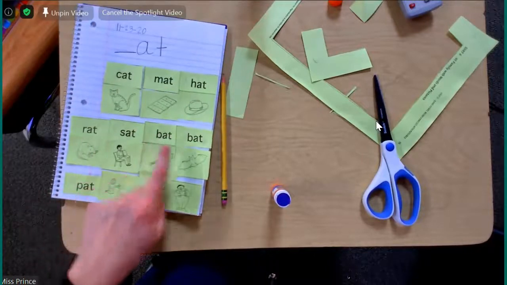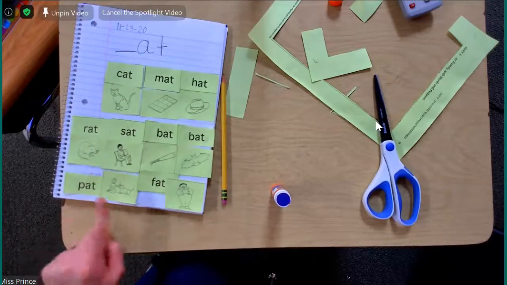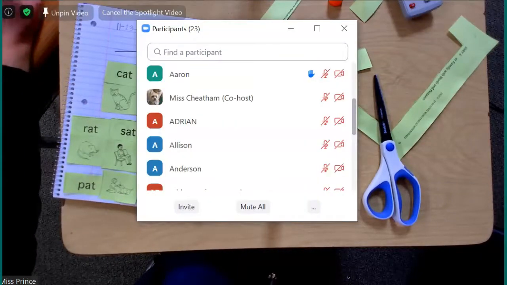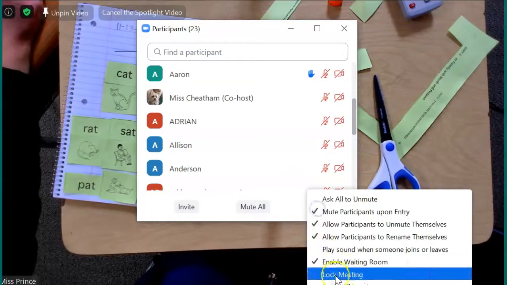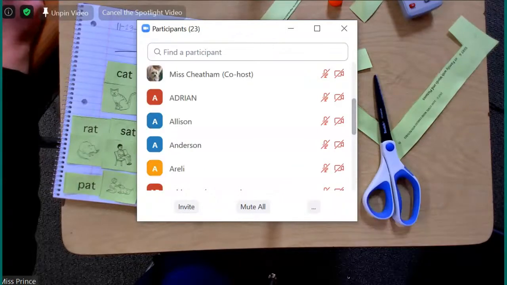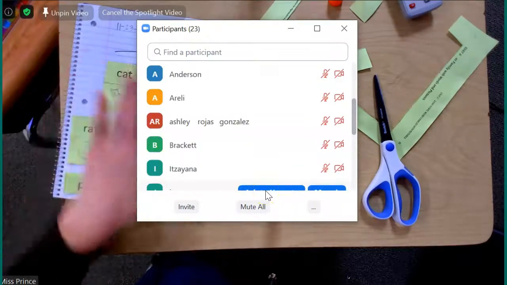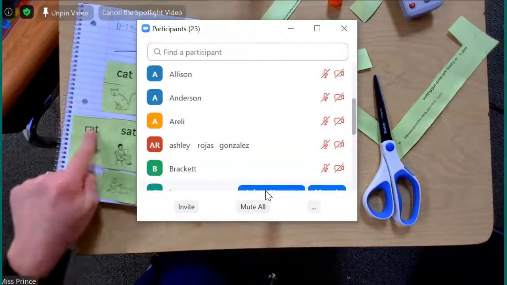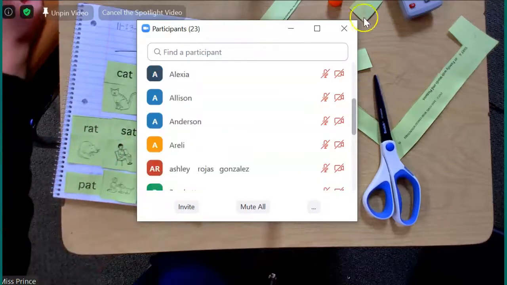So, with your microphone muted, I want you to go through each of your pictures and say the word. So point to each of them with microphones muted and say the word. I'm going to put hands down, and you're going to let me know that you're done by raising your hand. So make sure all of your pictures are glued. Say each of the words, and then use the raise hand button to let me know you're ready.